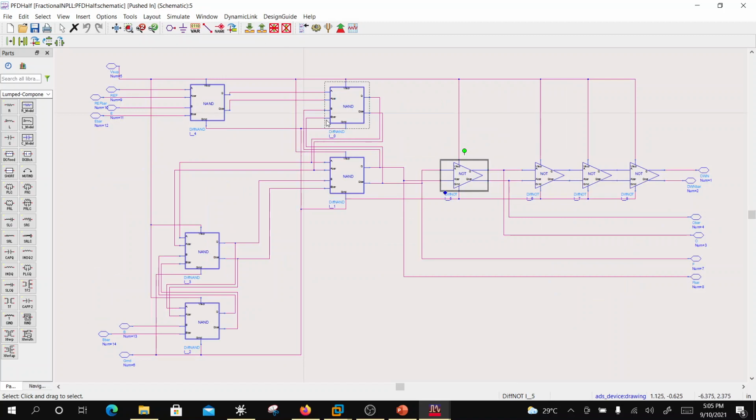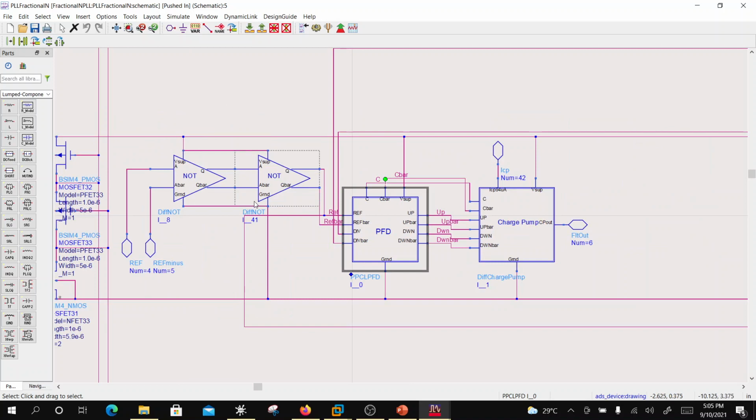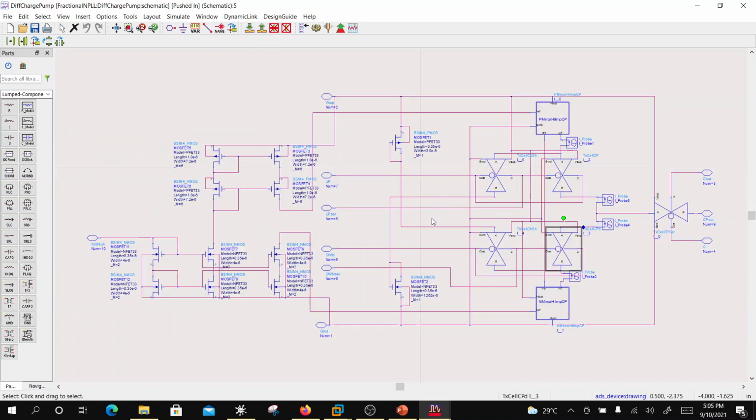So the PFD is fully differential here, right? And then the output of the PFD is the up and down pulses. So you have differential outputs, up, up bar, down, down bar, and this is controlling the currents. This is a current steering charge pump. Basically, either the output is charged by the source here, or it is discharged by the sink here. Okay, so this is a source circuit.